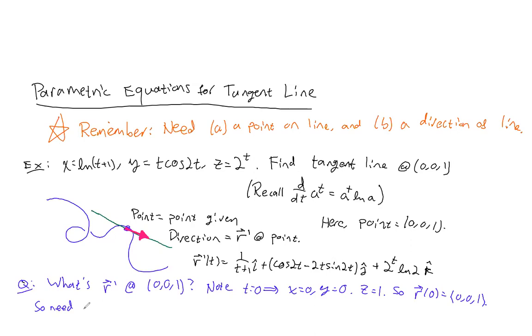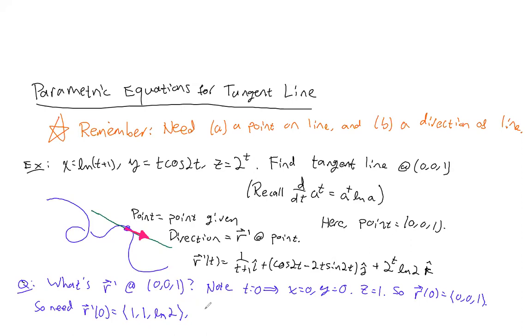So what we need, really, is r prime of 0. R prime of 0, you plug that guy in, that's going to give you 1 over 1, or 1. The next term is going to be 1 again for the j term. And for the k term, it's 2 to the 0 times ln 2, so we're just going to get ln of 2. That's our direction vector.